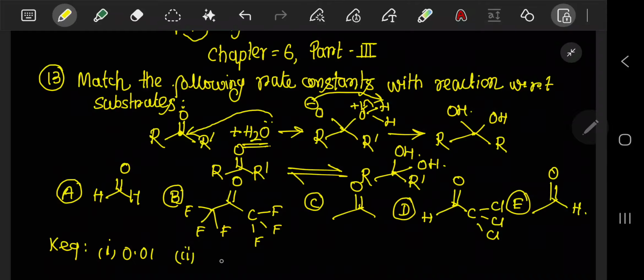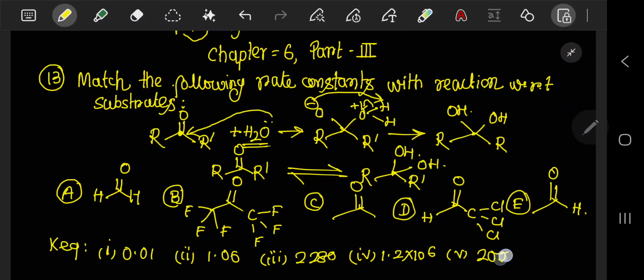Now the equilibrium constants are given: 0.01, 1.06, 2280, 1.2 into 10 to the power 6, 2000. This is 0.001. Okay. And fifth one is, okay, 1 2 3 4 5th. Okay, फिफ्थ वन हो गया ना.